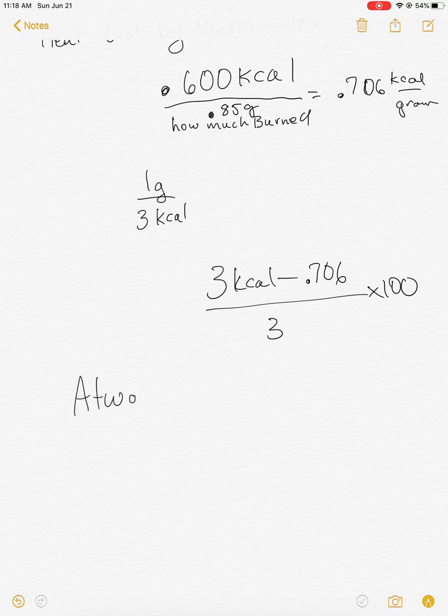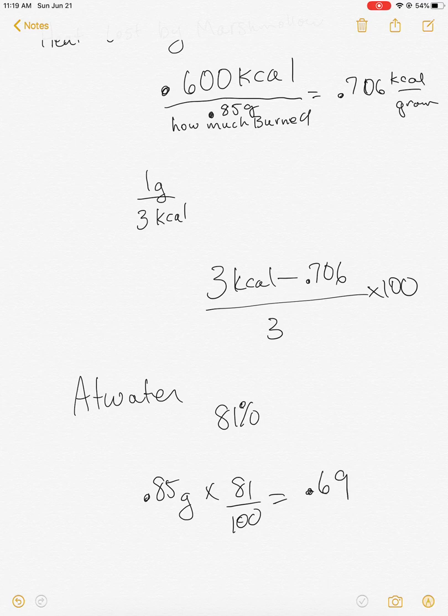For the Atwater factors, the marshmallow is 81% carbs. So of that amount, the 0.85 grams, 81% is carbs. And so, let's see, 0.85 times 0.81. That's 0.69 kilocalories per gram according to the Atwater factors.